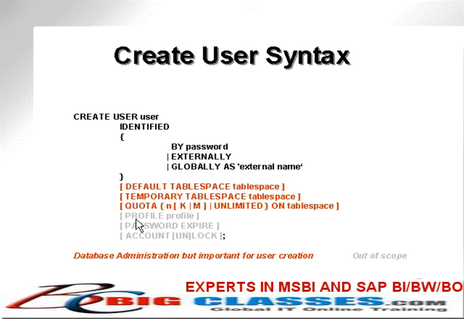The grayed out areas are once again out of scope. They're database administration, although the profile option allows the assigning of a profile to a particular user. The red options are database administration, but they are important for user creation. For instance, the default tablespace option allows the assigning of a tablespace name to a user, which means that when an object such as a table is created in a user, if you assign a default tablespace, that table will be created in that designated tablespace.